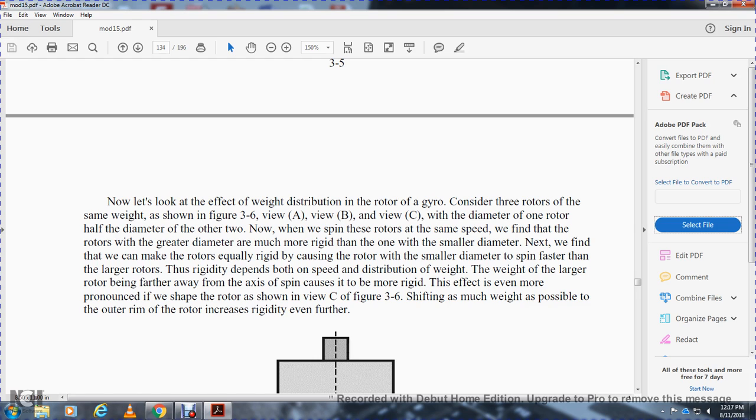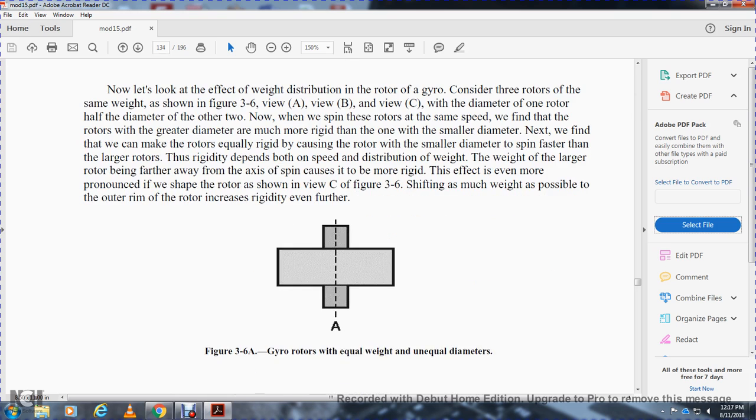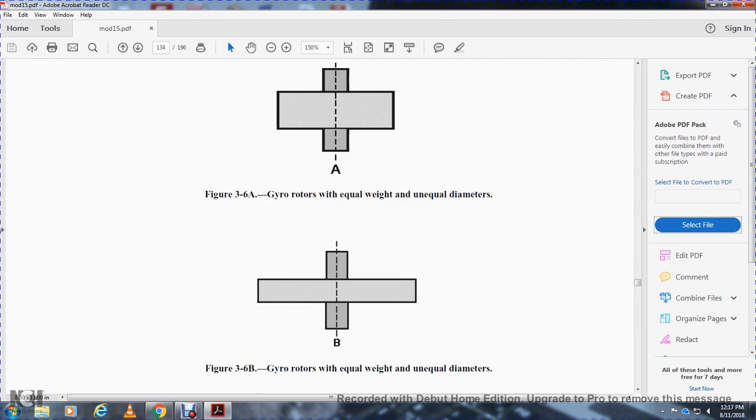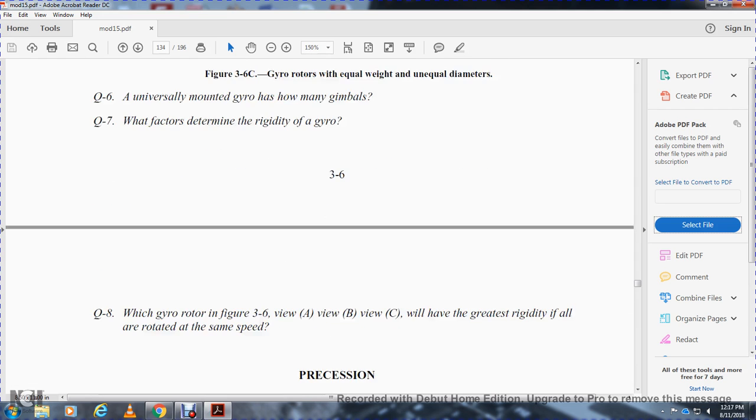The effect is more pronounced in the shape of the rotor shown in figure C. Figure 3-6 shows that shifting more of the weight to the outer rim of the rotor increases the rigidity even further. Figure 3-6A shows gyro rotors of equal weight with unequal diameters.